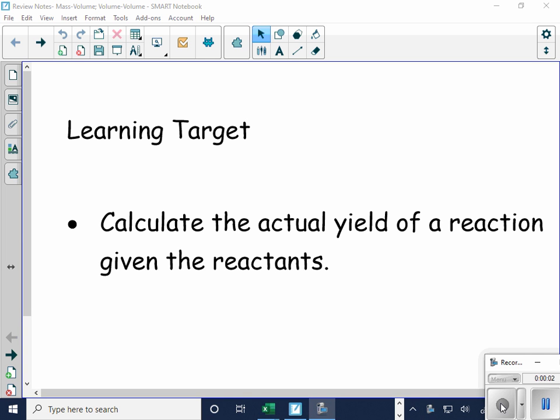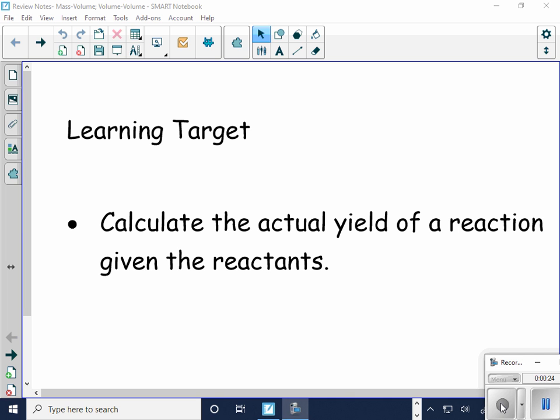Okay, as we can see, the board's firing up. Our learning target is to calculate the actual yield of a reaction given the reactants. As you're going to see, this is a little bit misleading because we're going to calculate from products to reactants, reactants to products, vice versa. So it's not just given the reactants.